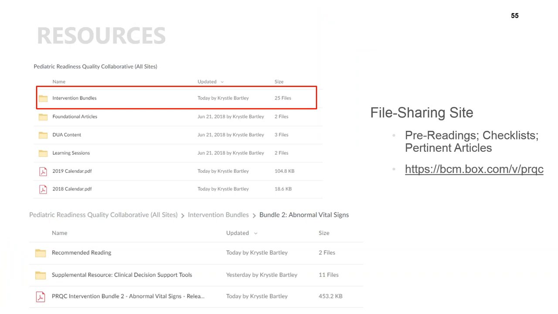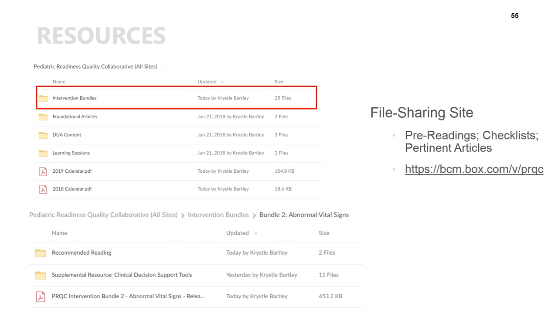So for resources, please take a moment at some point today or over the next couple of days to visit our file sharing site. You'll see the link listed here. We have a couple different pieces of information for you all in this sort of box. You'll see the intervention bundles listed there. We have foundational articles related to just the collaborative in general. We have a section for data use agreements, learning sessions, and then the calendar for 2018 and 2019. And then you'll also be able to do sort of a deeper dive for bundle 2 that we've presented today.